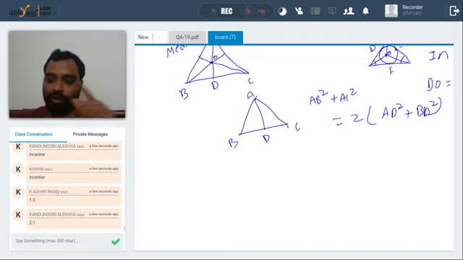AD square plus BD square. Look at this one. Two sides of a triangle are there. That one is equal to the perpendicular height and the base squares. Clear?